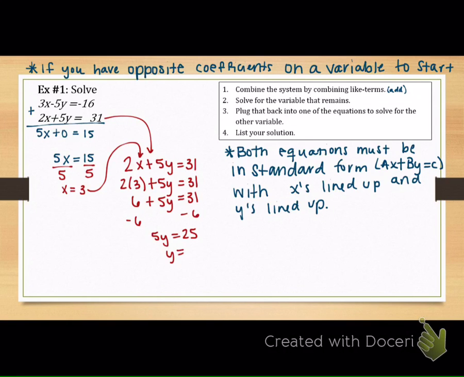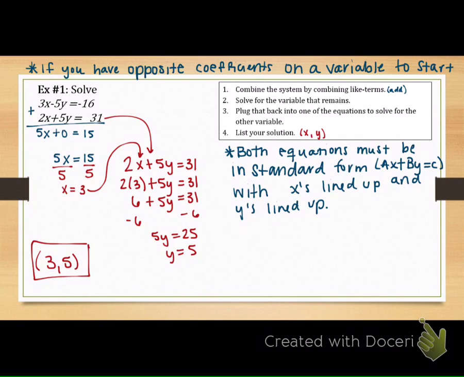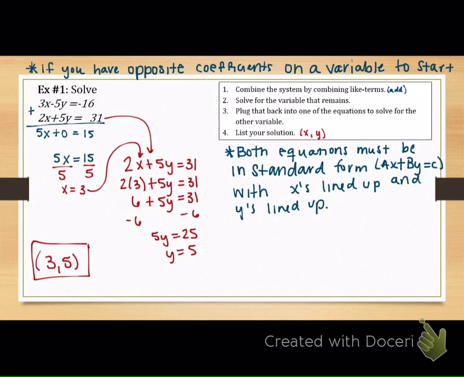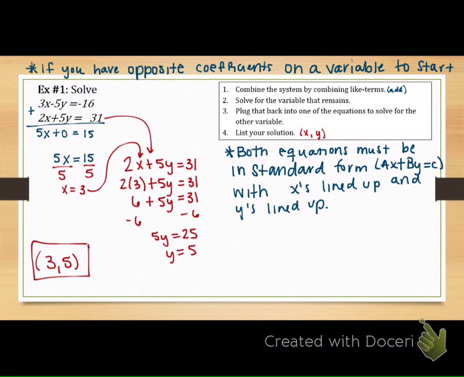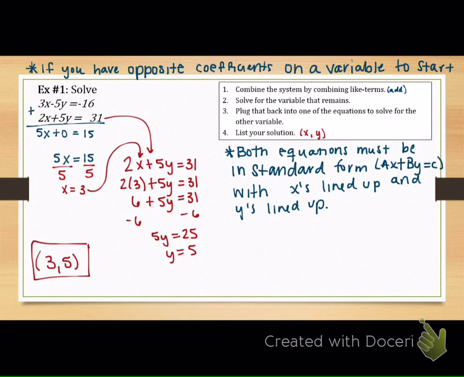So y equals 5. So the last thing you're going to do is list your solution as an ordered pair, always in alphabetical order. So 3, 5. So if you do not have x and y, then you must use alphabetical order there. So look at that. That one's the easiest of all the methods of elimination. Look at that and see if you have questions for me before we move on to another example. See what questions you have.